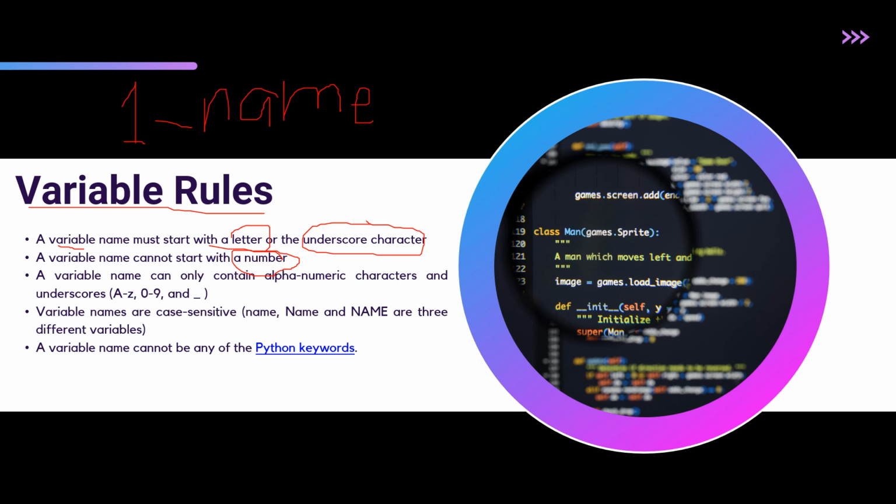an error. Another is that a variable name can only contain alphanumeric characters. When we say alphanumeric characters, it means characters from A to Z, or A, B, C, D in the English alphabet, to 0 to 9. These are the numbers, and also the underscore.